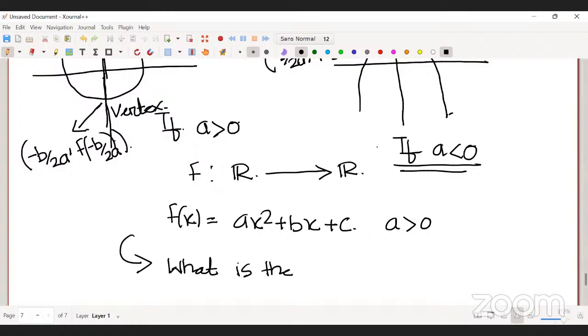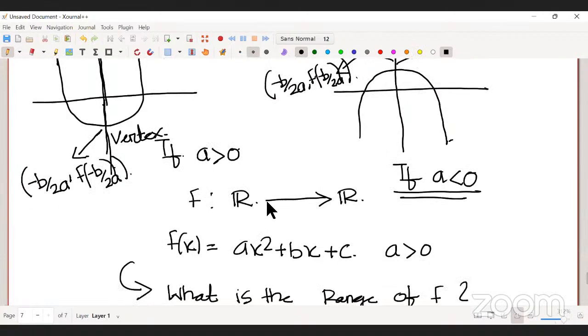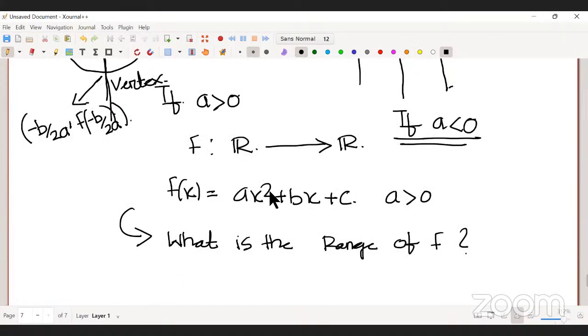0 to infinity, sir. Why? 0 to positive infinity. Yes, 0 to positive infinity. 1 to positive infinity. No, wrong. So okay, so my function.